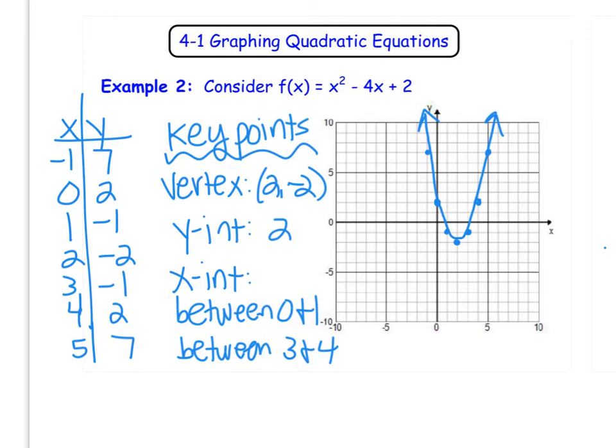One thing we want to be sure to graph on these is the axis of symmetry, and that's your dashed line down the middle. That helps you find twin points too.